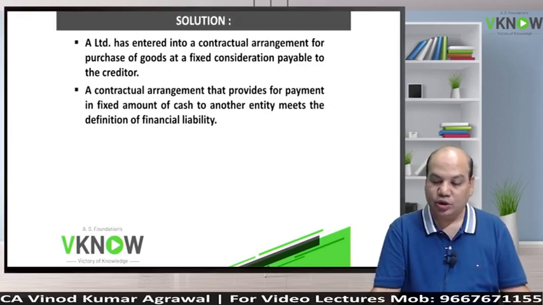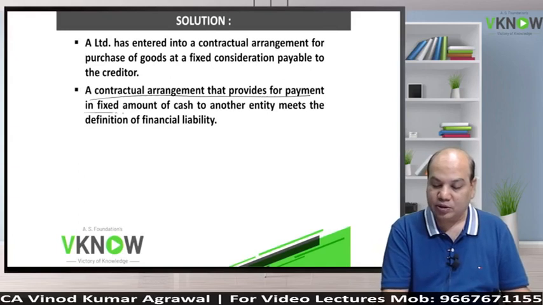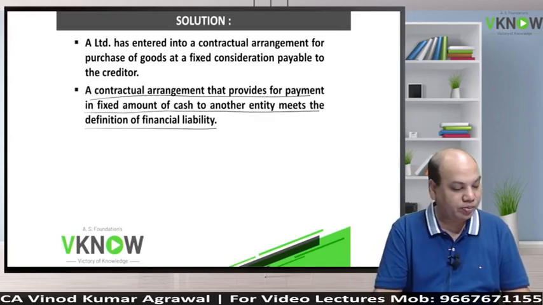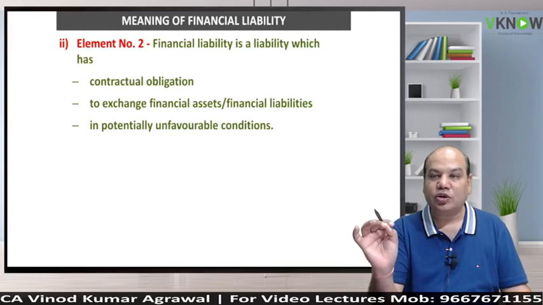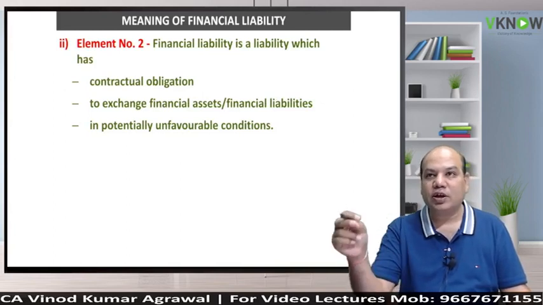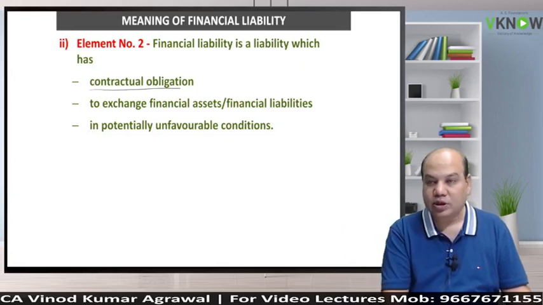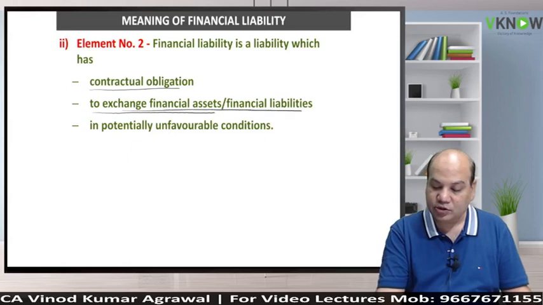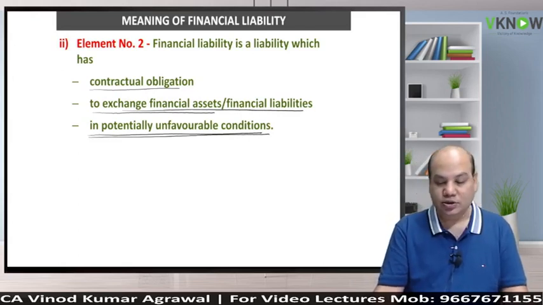A Limited has entered into a contractual arrangement for purchase of goods for a fixed consideration payable to the creditor. A contractual arrangement that provides for payment of a fixed amount of cash to another entity meets the definition of financial liability. So revise, the first element was a contractual obligation to deliver cash or another financial asset. Element number 2, a financial liability which has a contractual obligation to exchange financial assets or financial liabilities in potentially unfavorable conditions. Underline, in potentially unfavorable conditions.